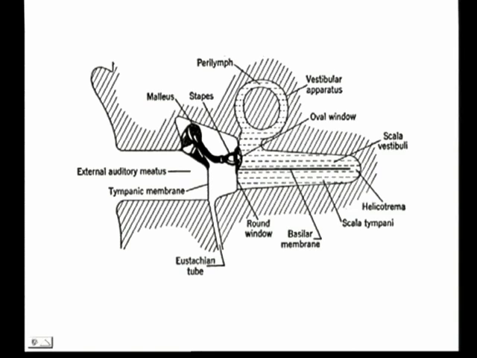Now, don't forget, the oval window is going to move the fluid in scala vestibuli. All right? And then it's going to come around, and then you have scala tympani down here. It's going to move the round window. So don't confuse the oval window and the round window. And all this is perilymph in here. Endolymph will be in the scala media.